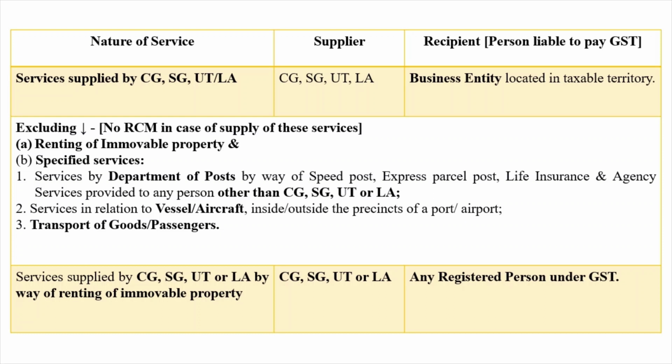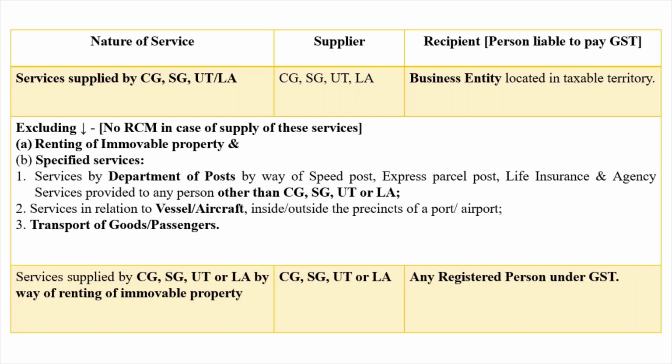speed post, express parcel, then life insurance agency, service provided to any person other than CG, that is central government, state government, union territory and local authority. Remember, services in relation to vessel and aircraft inside or outside the airport, transport of goods and or passengers. So on this type of services, RCM is not applicable. Now next one, that is related to this one only. Services supplied by central government, state government, union territory or local authority by way of renting of immobile property.